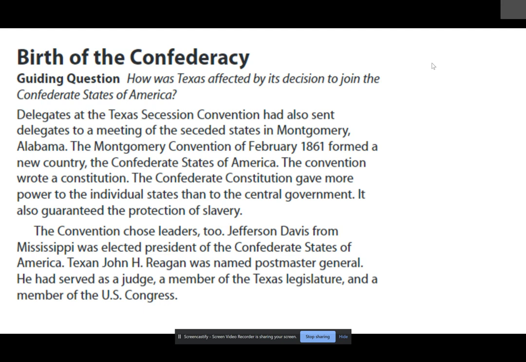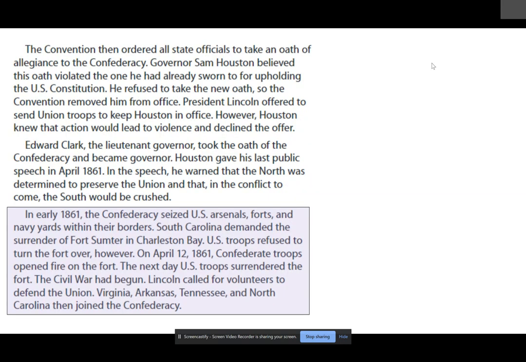The convention chose leaders too. Jefferson Davis from Mississippi was elected president of the Confederate States of America. Texas' John H. Reagan was named Postmaster General. He had served as a judge, a member of the Texas legislature, and a member of the U.S. Congress. The convention then ordered all state officials to take an oath of allegiance to the Confederacy.